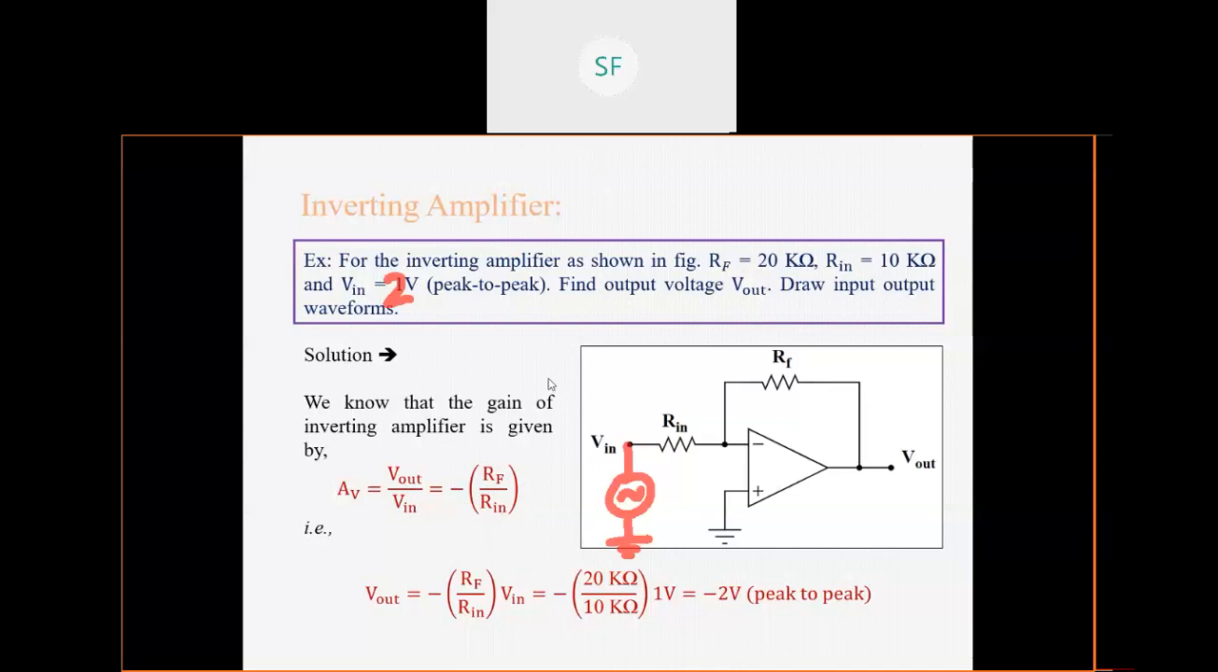Minus RF divided by R in. Now you have to just write this particular expression in the form of V out. So this V in term, I will take it to the other side, and I will get this equation: V out equals minus RF upon R in into V in.